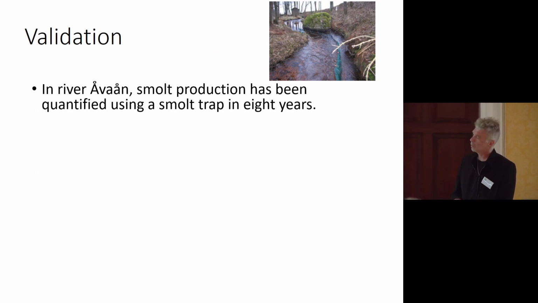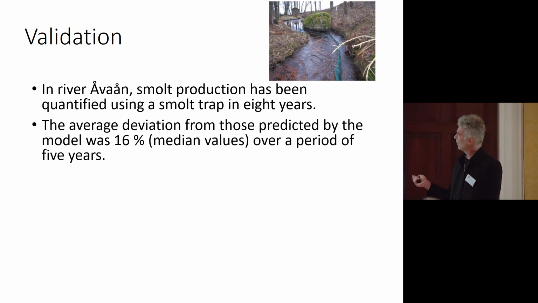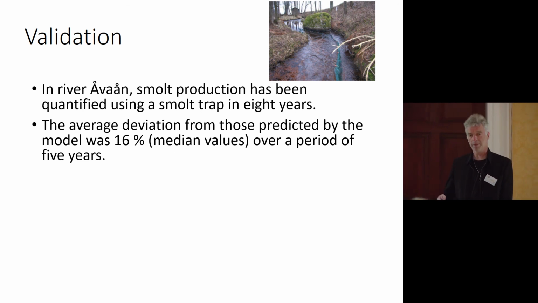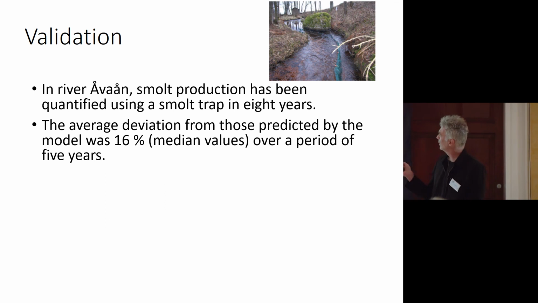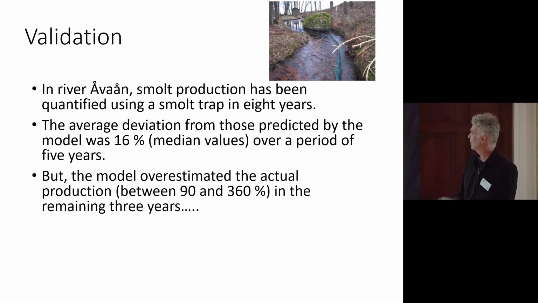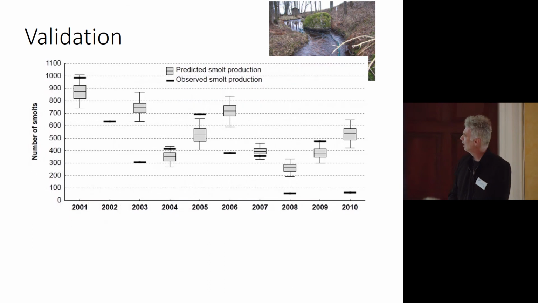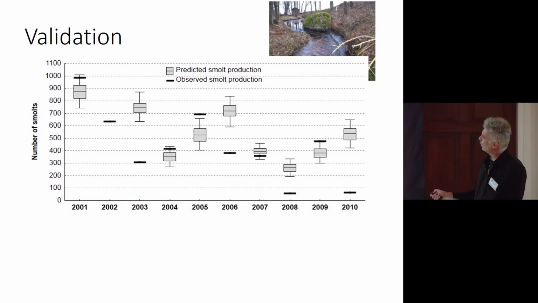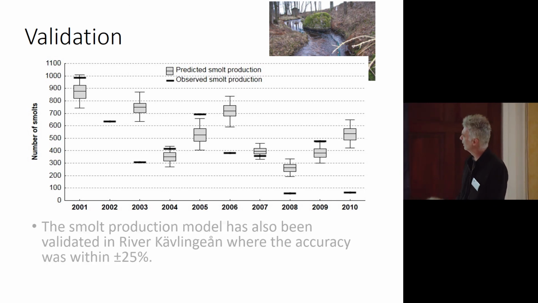And in River Ävån, on the east coast of Sweden, smolt production has been quantified over 8 years. The average deviation from those predicted was 16%, which is pretty good over a period of 5 years. But if I told you the story of the remaining 3 years, it's a little bit less good. It's between 90 and 360% in those 3 years. So it's a huge variation there, of course. But still, over the whole run, you could probably see a trend that it could work as a prioritizing tool, to some extent at least.